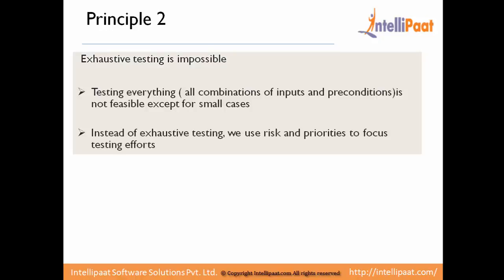The second principle is explained in detail over here, which is about exhaustive testing being impossible. So testing everything, all combinations of input and preconditions, is not feasible except for small cases. Now, there are certain big softwares which could take years to be developed and months or years to be tested. But in those types of conditions, there is something called sampling testing that is done.